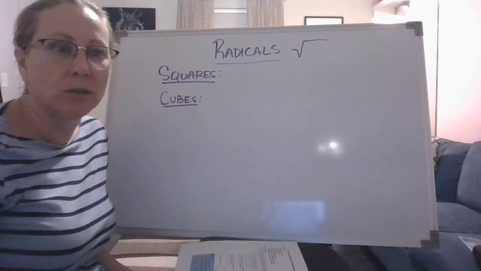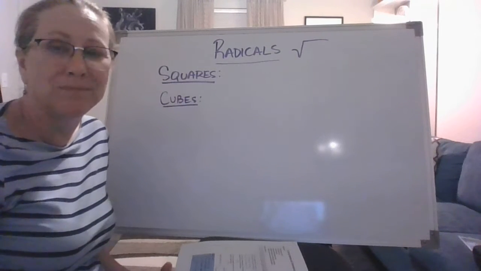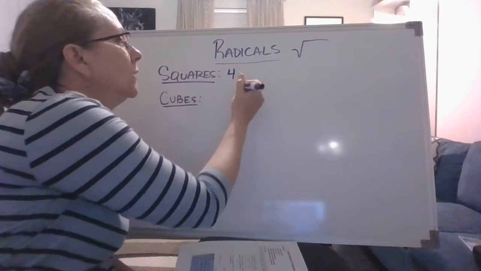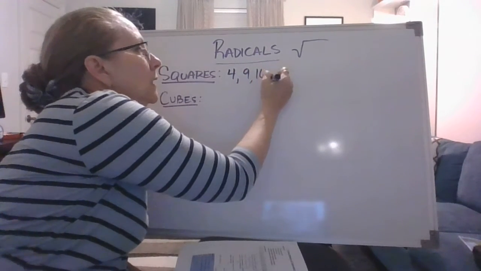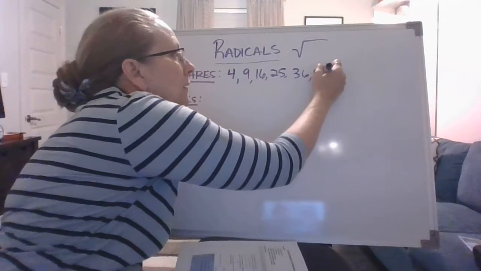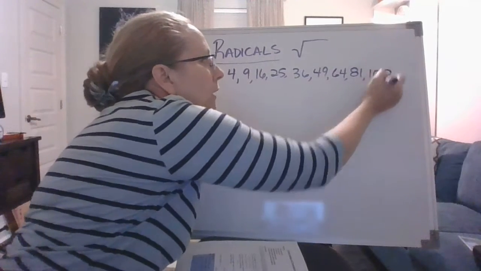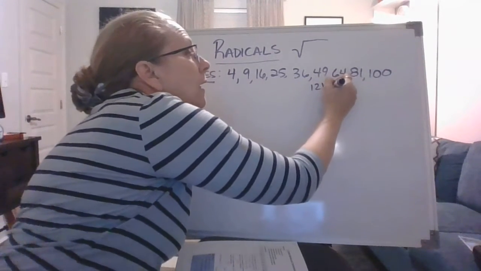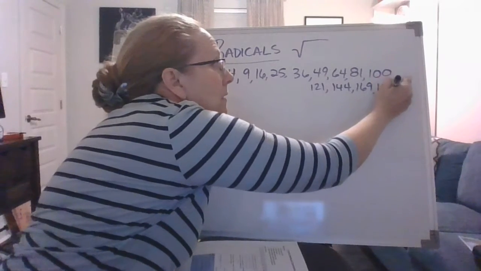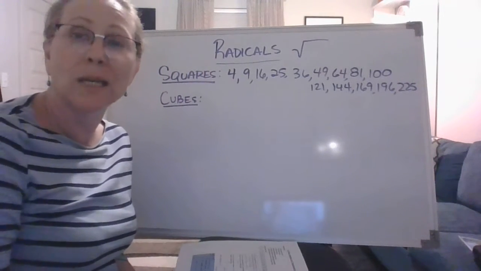So first, let's talk about squares. 1 squared is a perfect square. 1 squared is 1, but 1 squared is pretty common, so we're going to start with 2 squared. 2 squared is 4, 3 squared 9, 4 squared 16, 5 squared 25, 6 squared 36, 7 squared 49, 8 squared 64, 9 squared 81, 10 squared 100, 11 squared 121, 12 squared 144, 13 squared 169, 14 squared 196, 15 squared 225. You should know all of those. And if you don't, make a list.